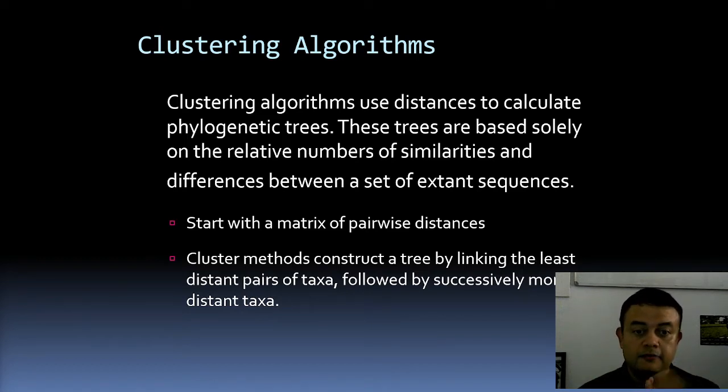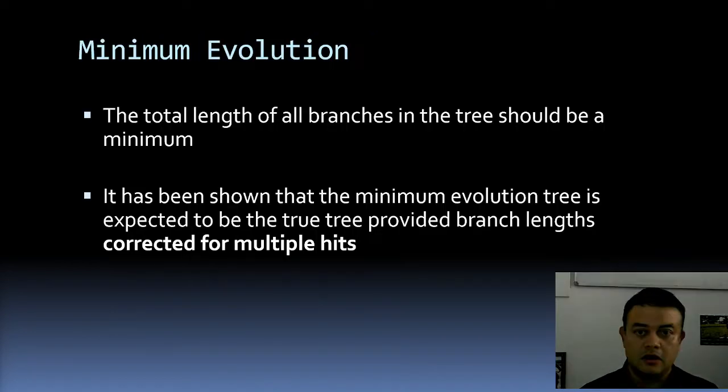That is the first step, followed by successively more distant taxa. So that is how it actually does that. One good example would be minimum evolution, one of the simplest ones. The idea of minimum evolution, as captured by the name of this method, is that evolutionary distances should be minimized. Simpler is the best.